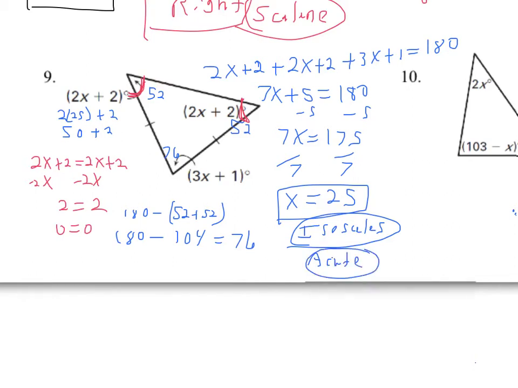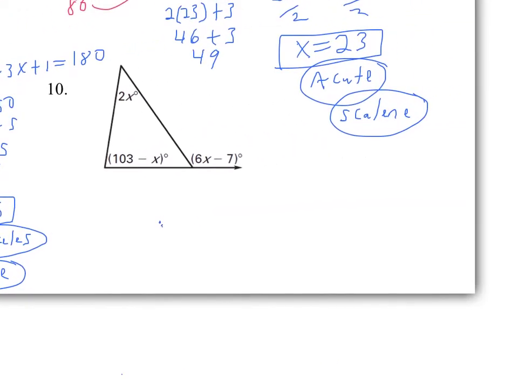All right, last one of these for a while. Number 10, another external angle problem. So let's go ahead and set this up. 6x minus 7, that's my external angle, equals 2x plus 103 minus x. I might take care of this 2x and minus x right away. Those together are just going to make x. Then I would subtract x from both sides.